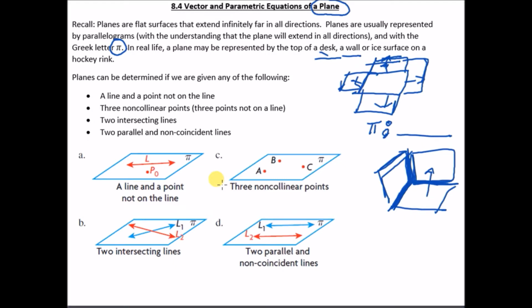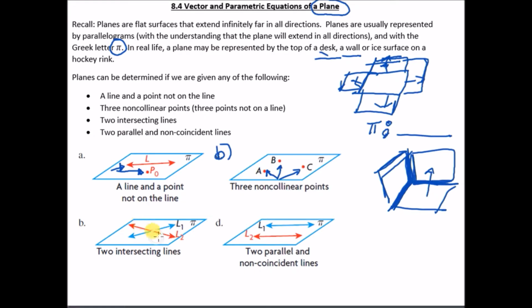So planes can be determined if we're given any of the following. So if we're given a line and a point that's not on the line, okay? So a line and just a random point, we can determine the equation of a plane. Okay, 3 non-collinear points. You're not in order, this should be B, that's fine.